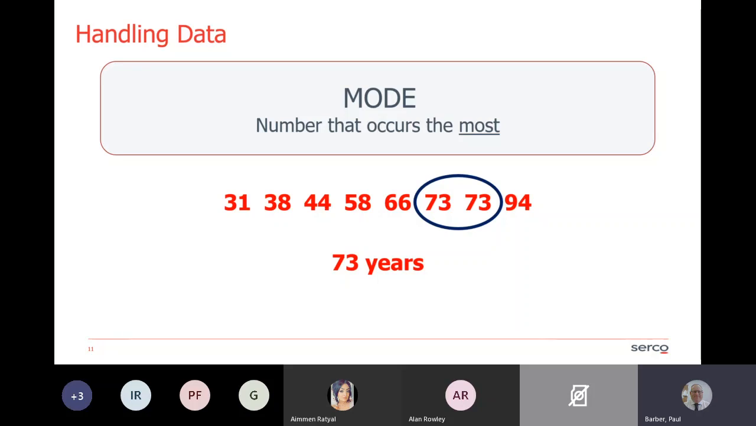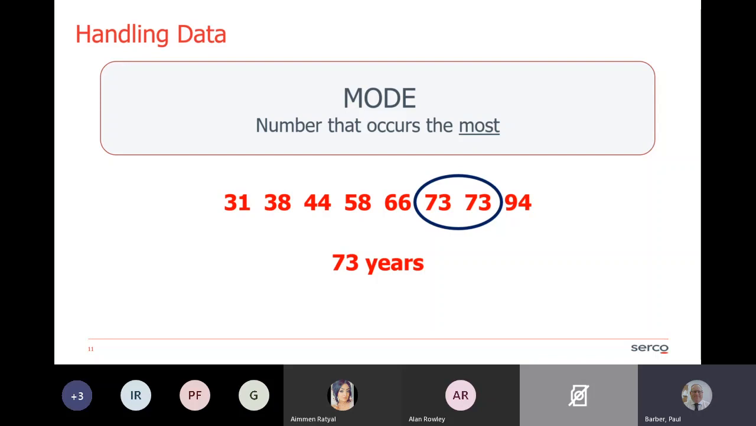But in shoes, though, if they know they sell the most size 6s, they're going to order more size 6s than they are the other sizes at the end. So if you've got very specific information that you want to see the tendency for, the mode's useful. In terms of our ages, it doesn't really tell us anything that the mode is 73, because it tells us nothing about the other people, but it is useful to work out.